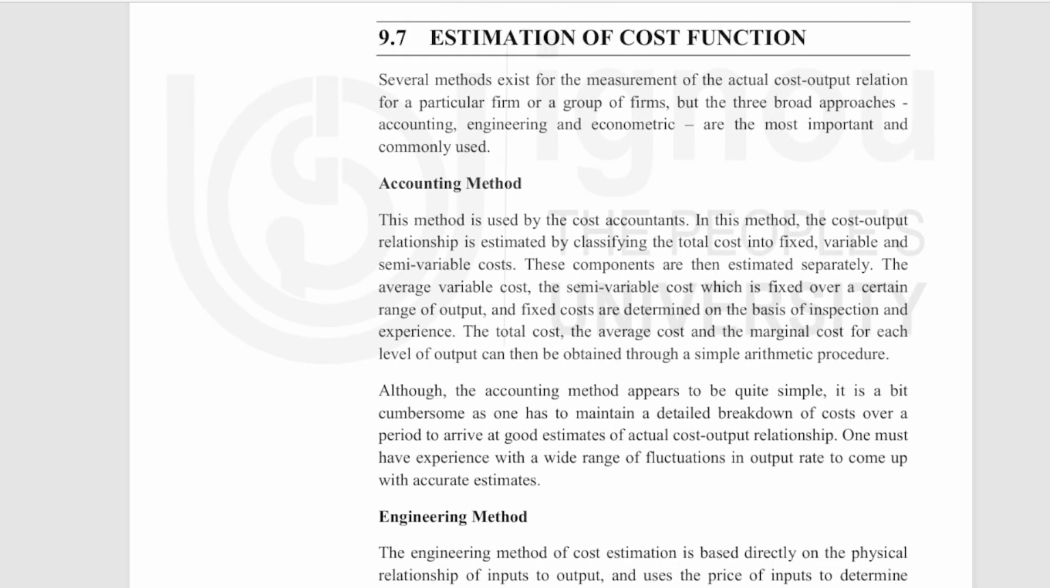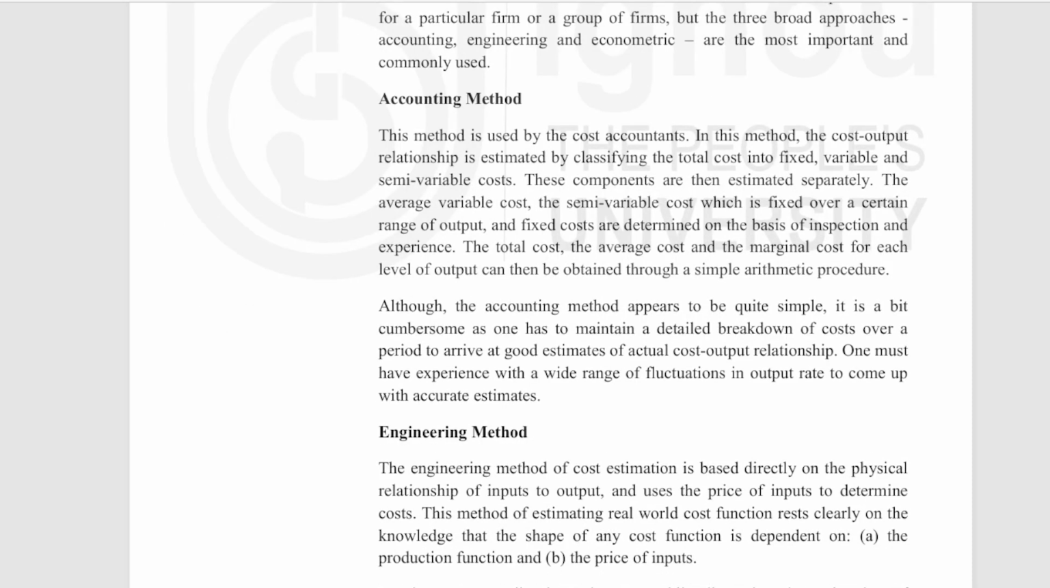And next is estimation of cost function. Several methods exist for the measurement of the actual cost output relation for a particular firm or a group of firms, but the three broad approaches, accounting, engineering, and econometric, are the most important and commonly used.